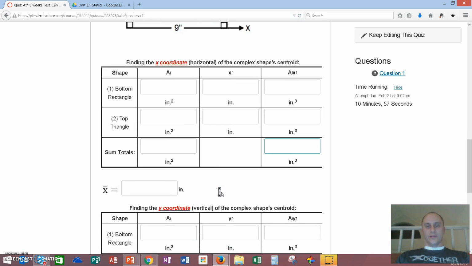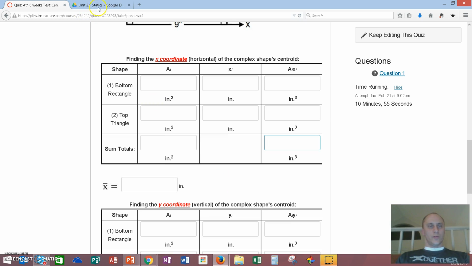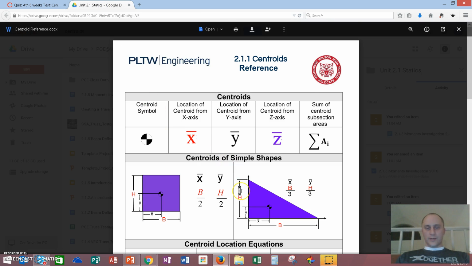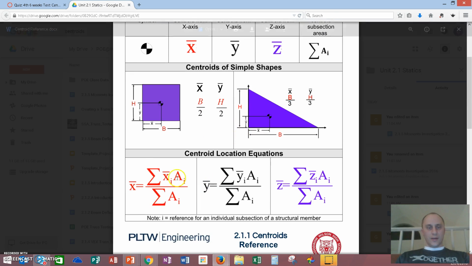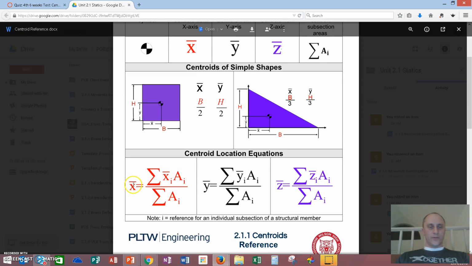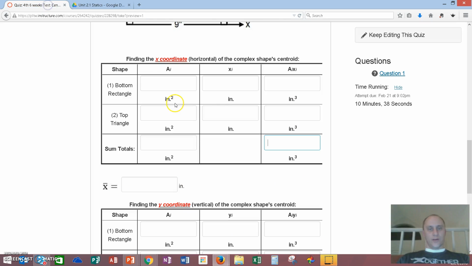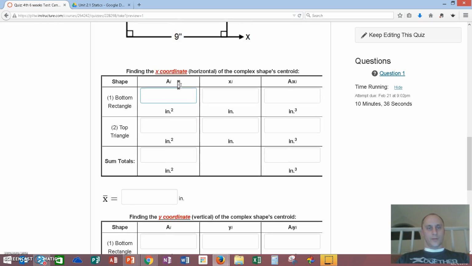When we've completed this table, we can go to our statics reference sheet and be reminded that if we want to find the x location, we take the sum of these products and divide it by the sum of the areas. So while it looks complex, it's just quite a number of steps. So you have to go back and do some geometry.